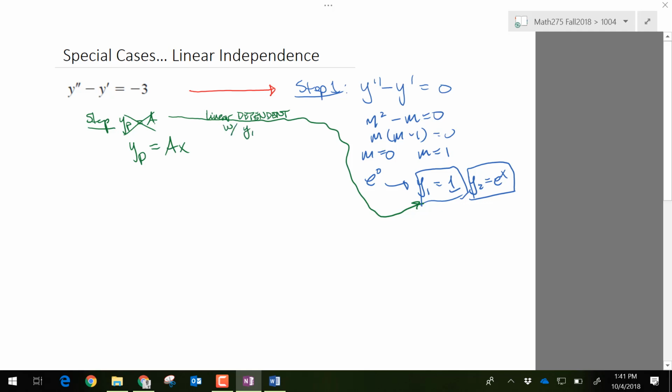With one of our fundamental solutions with y sub 1. So we can't use that. And the way to fix linear dependence for these things, since there's some nice patterns happening here, is just to multiply it by an x. So because of this, we're going to just multiply by x.